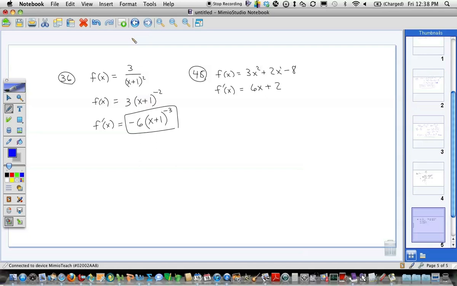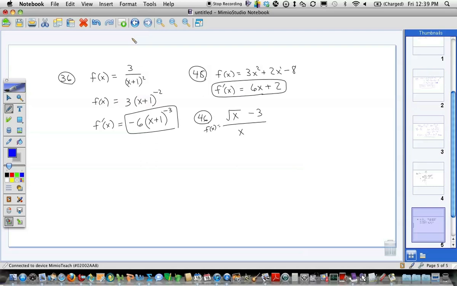The derivative is 2. What's the slope of negative 8? 0. A constant is a horizontal line. Has a slope of 0. So it just disappears. And there is your final answer. Okay? Let's take a look at 46. 46 says the square root of x, subtract 3, all over x. Okay? That's f of x.